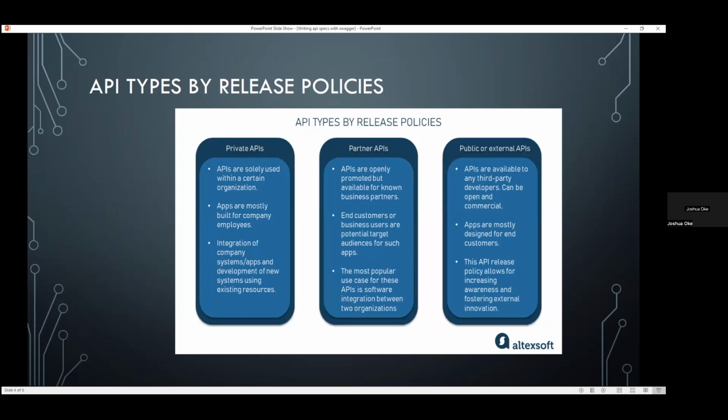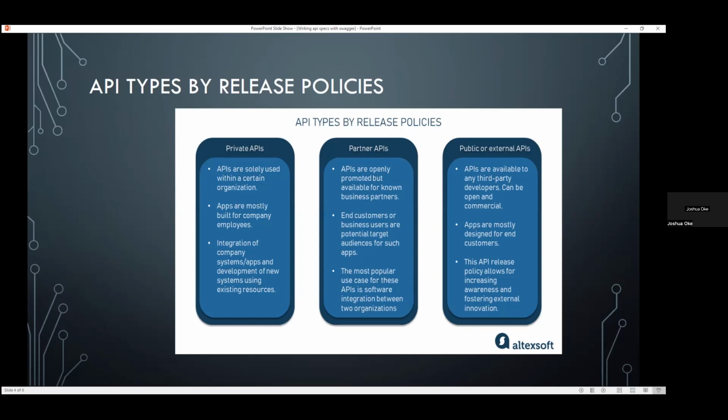So there are different types of APIs based on their release policies. There are private APIs, partner APIs, and external APIs. Private APIs are basically used within an organization. For instance, Meta has a private API. They have a code base that is used within that organization for the applications made by that organization, right?